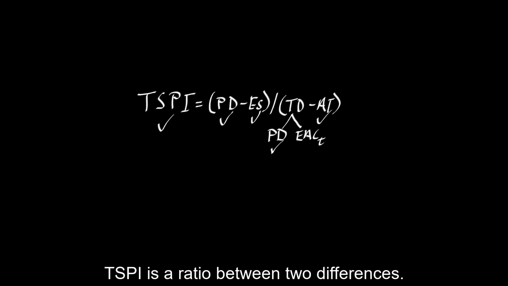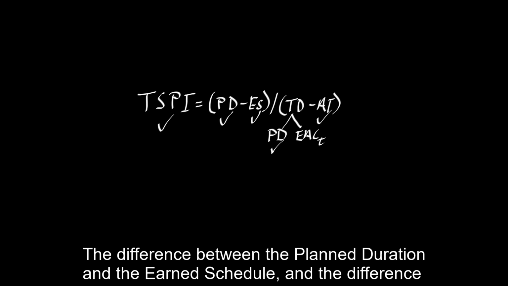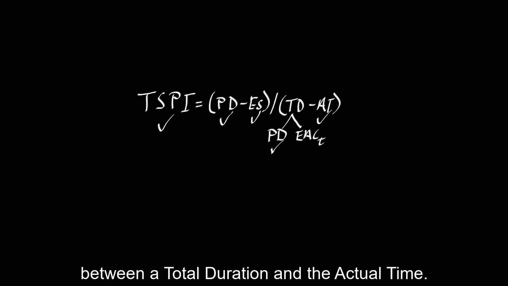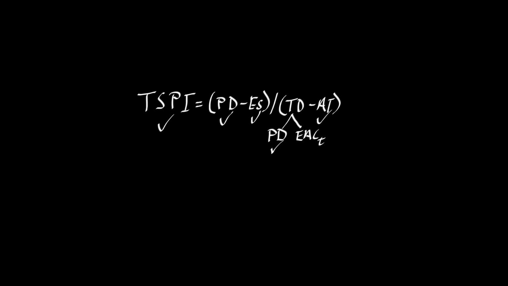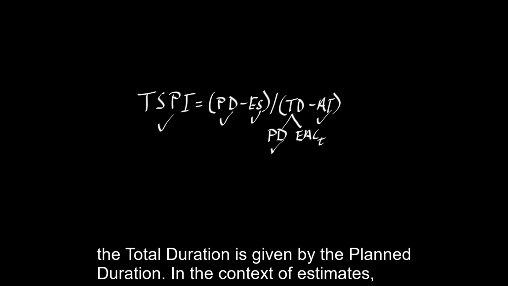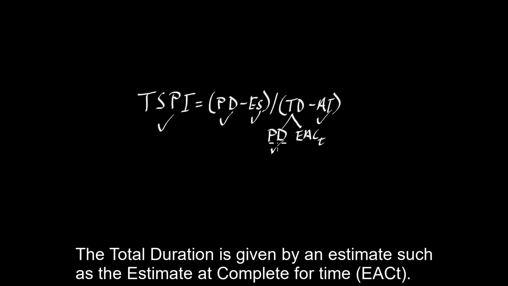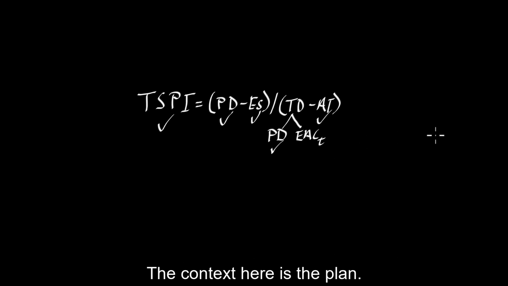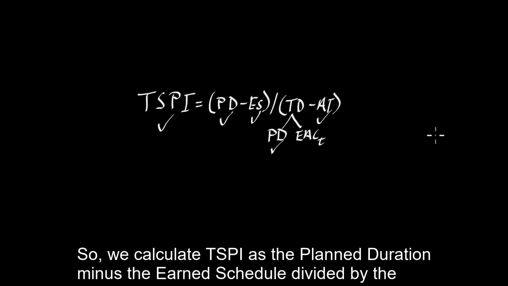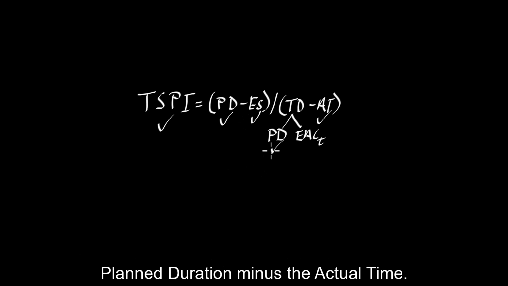TSPI is a ratio between two differences: the difference between the planned duration and the earned schedule, and the difference between a total duration and the actual time. In the context of the plan, the total duration is given by the planned duration. In the context of estimates, the total duration is given by an estimate, such as the estimate at complete for time. The context here is the plan, so we calculate TSPI as the planned duration minus the earned schedule divided by the planned duration minus the actual time.